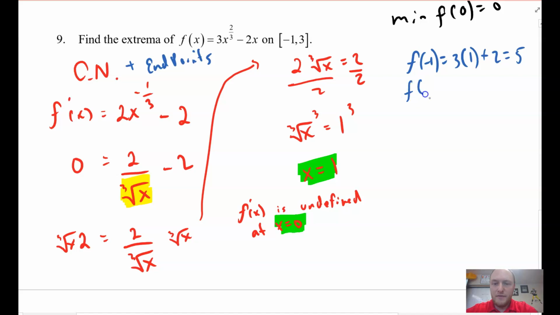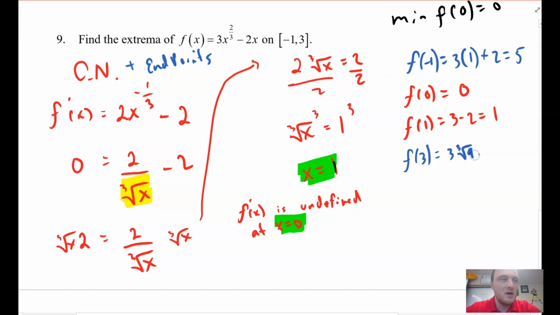Okay, f of 0, this is a critical number. So I'll put it in red for you, f of 0. And when we plug in 0, we get 0. We'll also test f of 1. Plug in f of 1, and we get 3 minus 2, which is 1. And then we'll test our endpoint, which is 3. So f of 3. Okay, we plug this in, and we get 3 times the cubic root of 9 minus 6.